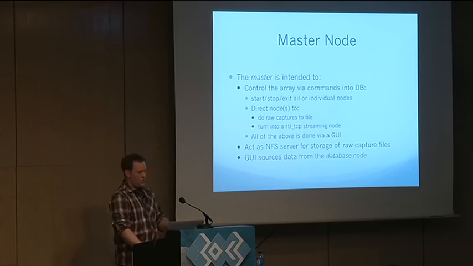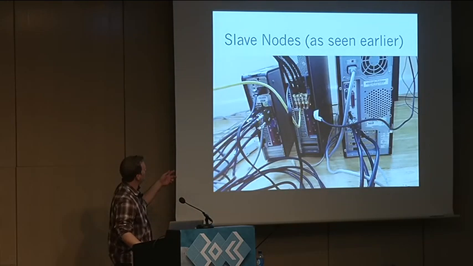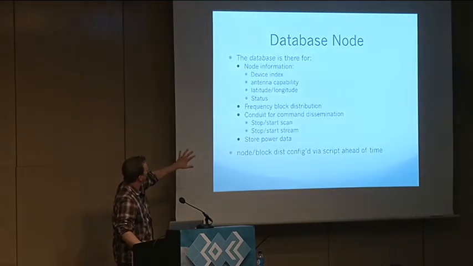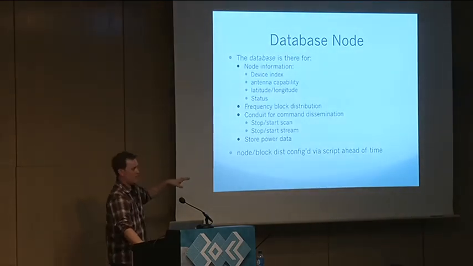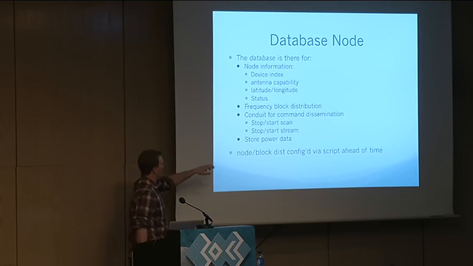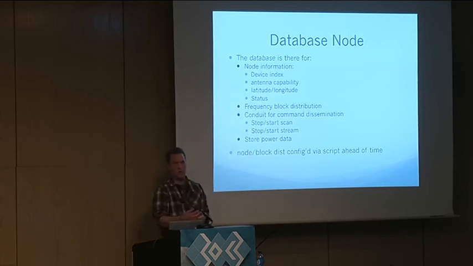So to skip back to where I was discussing, I was just mentioning the different nodes that I have. I mentioned the slave nodes to death. The database node, there's not too much exciting here. Just know that there's a couple key things. There's configuration and the frequency block distribution and the node information so that we actually know which machines have what nodes, and then assigning frequencies to those nodes.